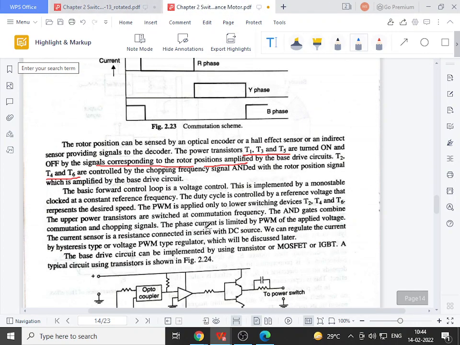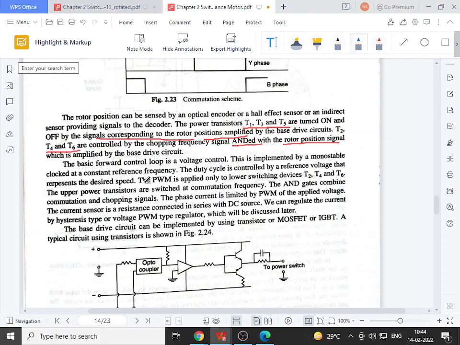So here T2, T4 and T6 are controlled by the chopping frequency signal which is ANDed with the rotor position signal. Now, for the control strategy of SRM, the forward control loop is always the voltage control loop. Forward control loop जो है वो control loop क्या है? Voltage control loop है, and this is generally implemented by the monostable clock at a constant reference frequency.